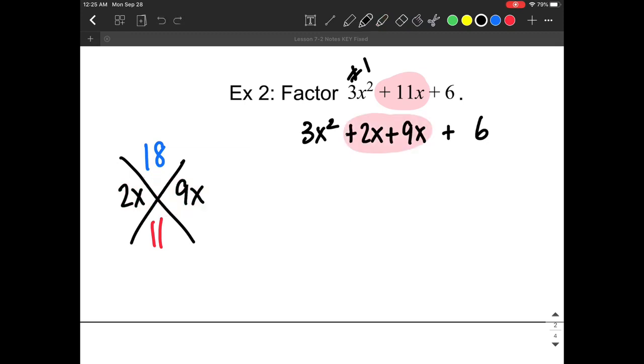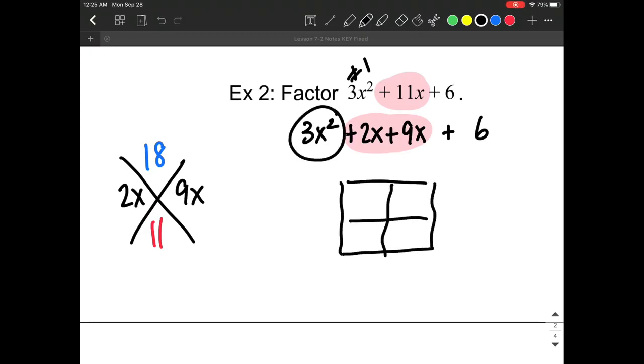All right, from there, I'm going to do my area square. Now I have 4 terms I could put into my area square. In my area square, I always put the x squared term in the top left, 3x squared. I always put the constant in the bottom right. And it doesn't matter where I put the other two, but I'm going to put them like this.